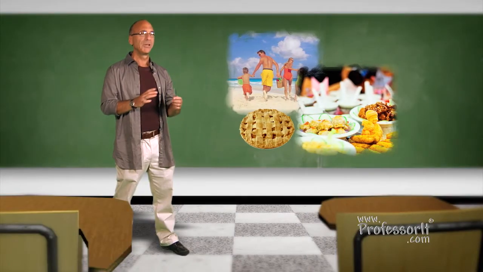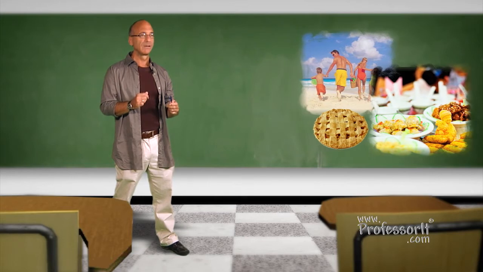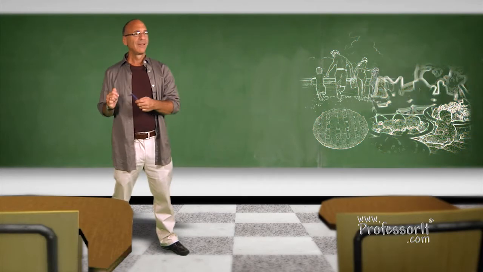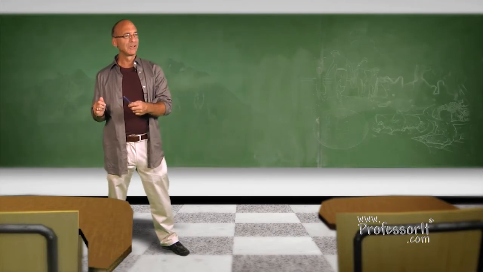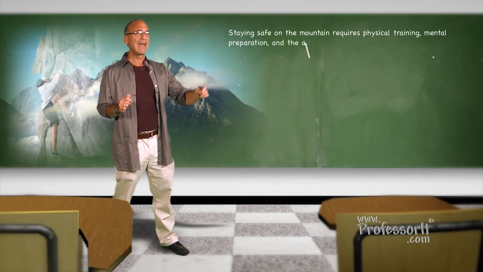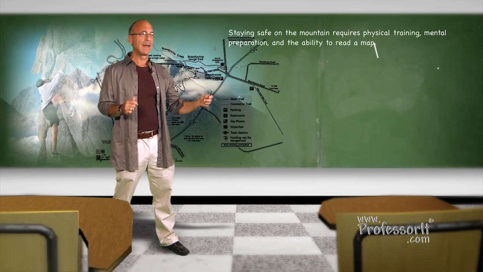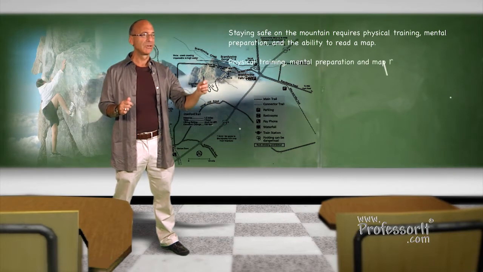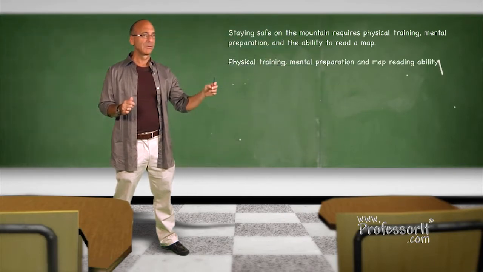Cooking, hunting, being able to find wood for the fire would sound better as cooking, hunting, and finding wood, wouldn't it? Here's another example of faulty parallelism. Staying safe on the mountain requires physical training, mental preparation, and the ability to read a map. How about physical training, mental preparation, and map reading ability?